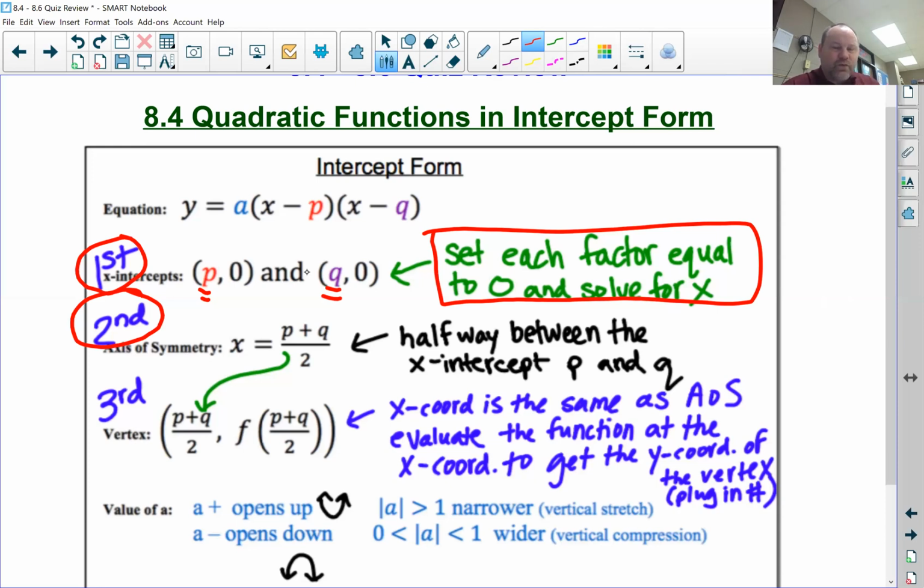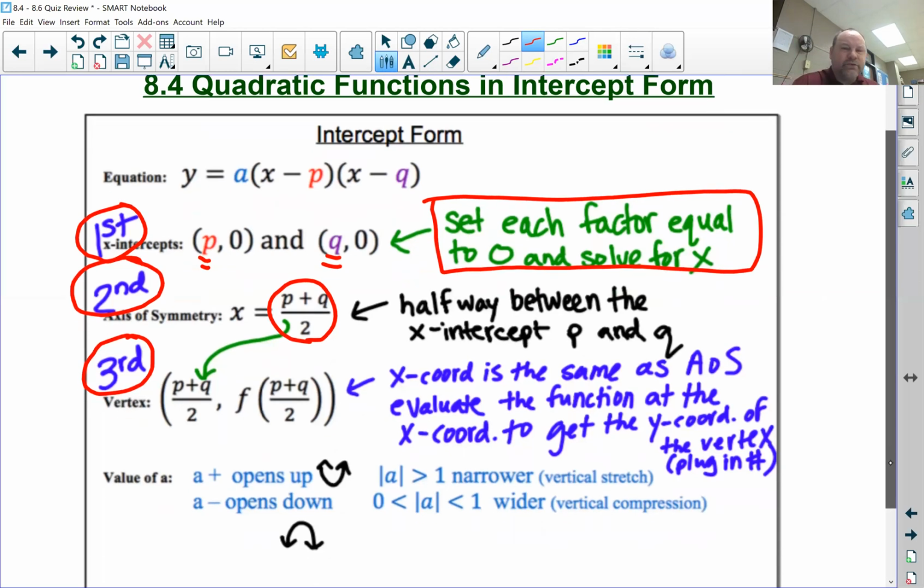And then just like with standard form, you take that value, that is the x-coordinate of your vertex, and you'll find that third. To find the y-coordinate, you plug that x into the original equation. Simplify it, and you come up with your y-coordinate.